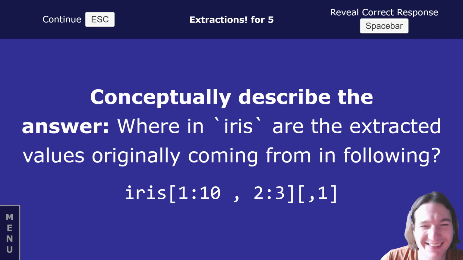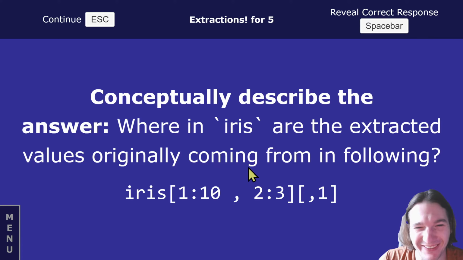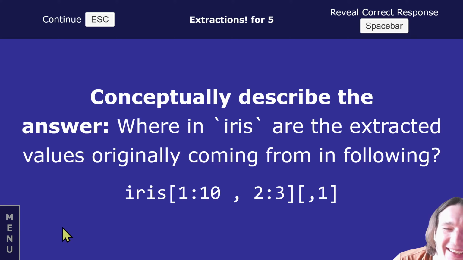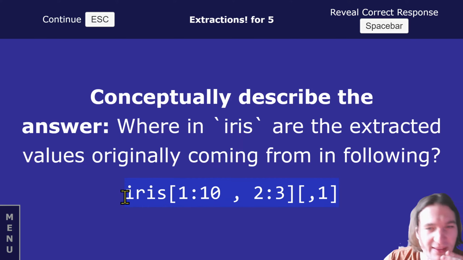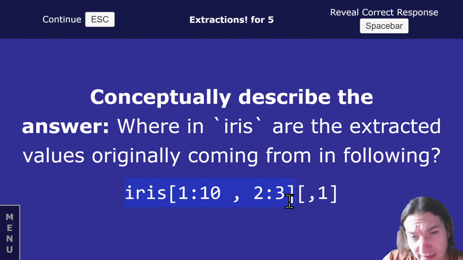Conceptually describe the answer. It's a little early when I'm doing this. Describe the answer and tell me where the data is coming from. So I am extracting rows 1 through 10 across columns 2 through 3. But then I'm doing a second extraction. Now, this is a silly example. This is not something I normally do. I would normally have just said comma 2, but it's an example just to see if you're understanding things. Once that extraction has taken place, this first two-dimensional extraction, a second two-dimensional extraction takes place.